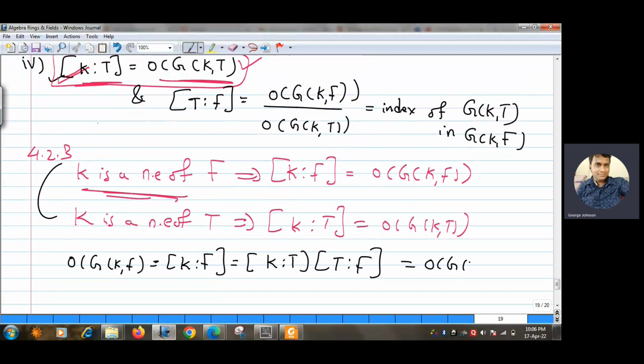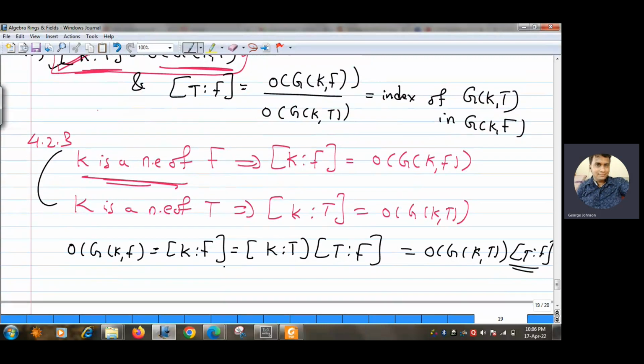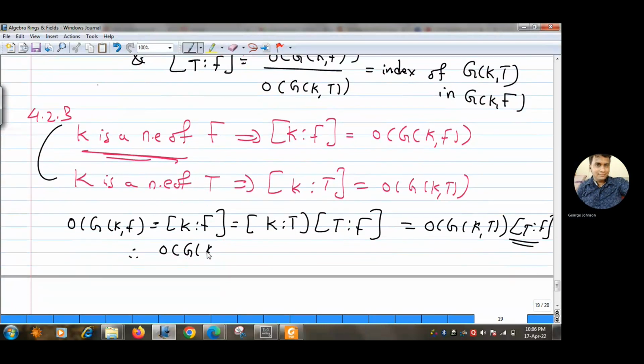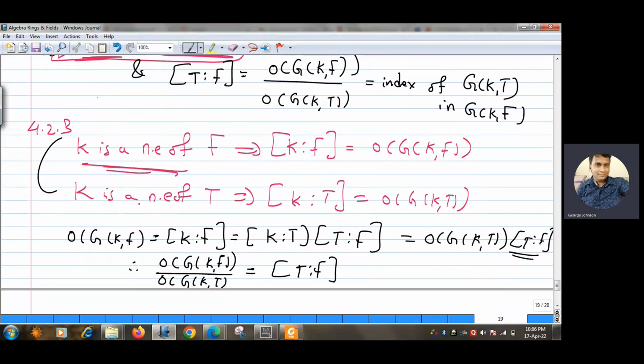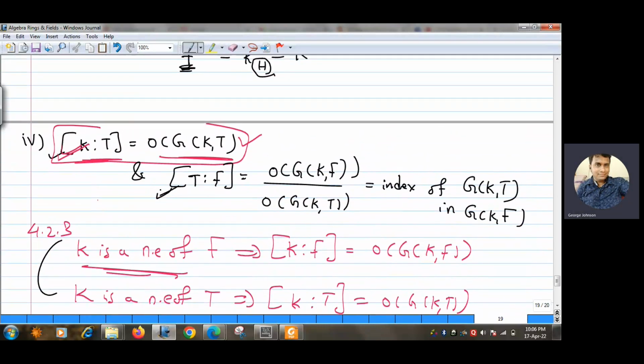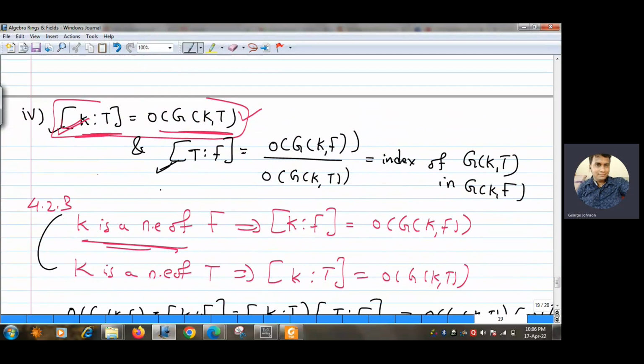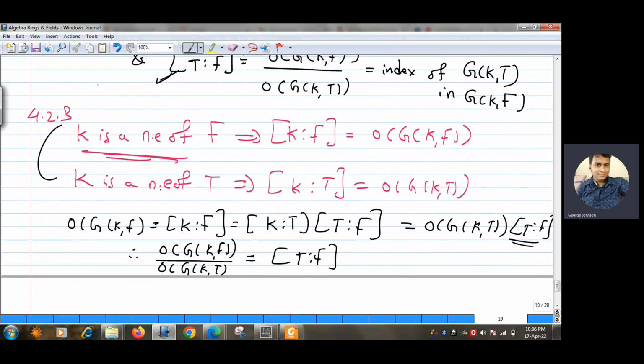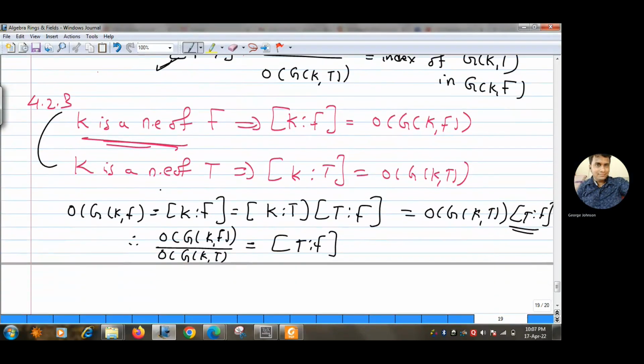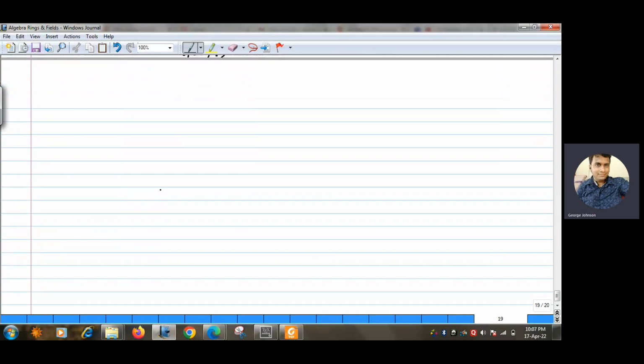We have just now proved that it is the order of GKT. So the order of GKT times the dimension of T over F. So I can make this the subject now. What is the dimension of T over F? It is nothing but the order of GKF divided by the order of GKT. So again you can see that we have proved this. The dimension of T over F is the same as the order of GKF divided by the order of GKT. So again we are done with the fourth part. Okay, now let us move forward to the fifth statement of Galois theory.